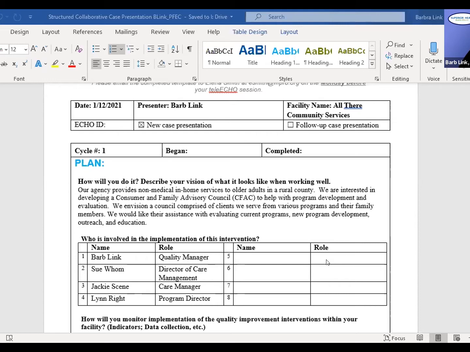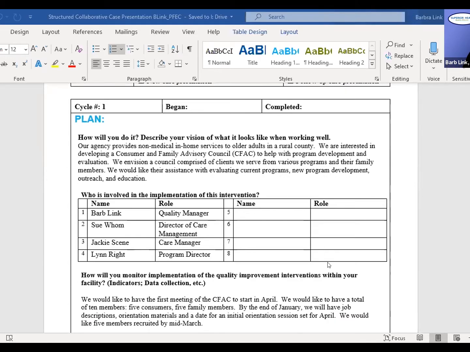We really want to have our clients who participate in our services be members as well as their family members. And we really want them to help with evaluating the current programs, think about new program development, how can we reach out to other older adults within this rural community that we're set in, and then educational opportunities. So that's sort of our goal, or what we would see the Advisory Council working on with us. So I convened a few of my coworkers to get started with this.